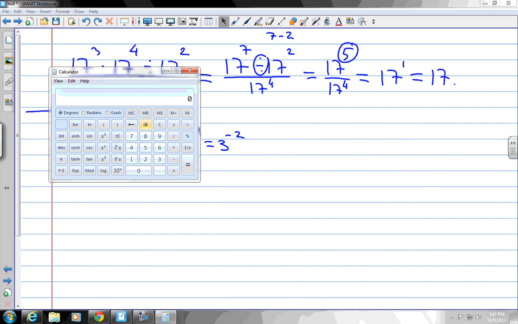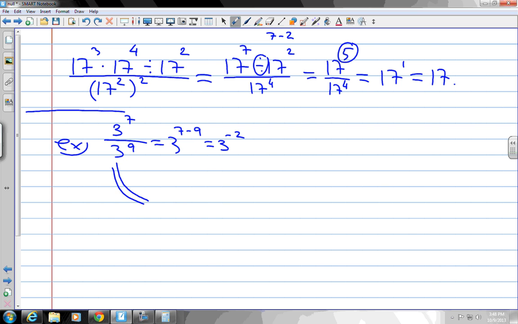Because look, if I go 3 to the power, and I have to be very careful to make sure the entire negative 2 is a power, so I'm going to use parentheses, and then negative 2, close parentheses. You know what the answer is going to be? 9? No, it's going to be a decimal, like 0.1111111, like that. Very good question. Why?